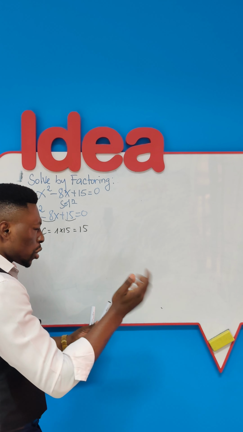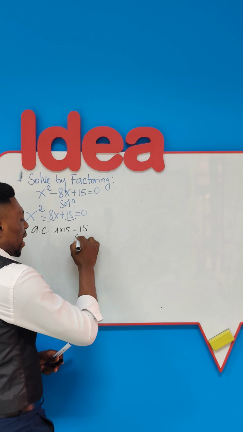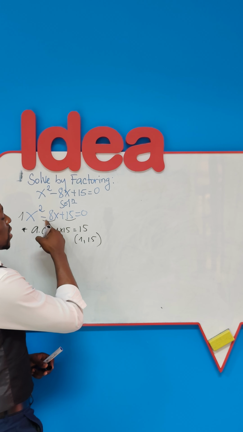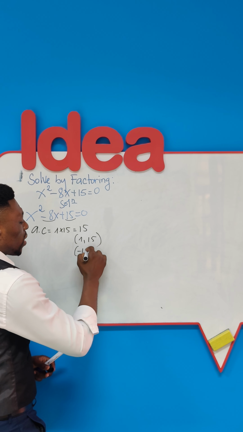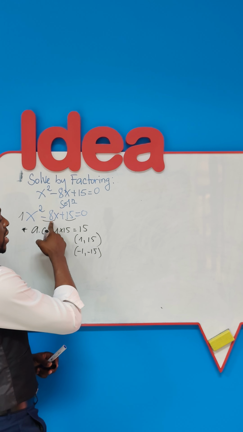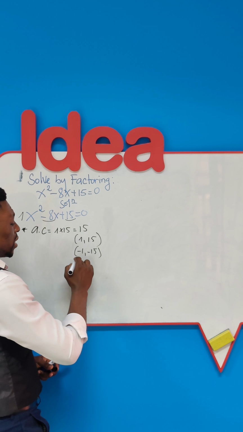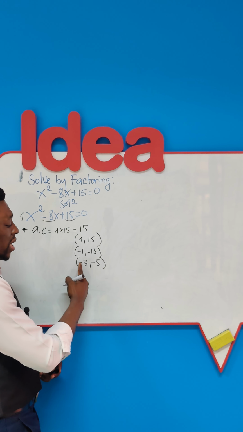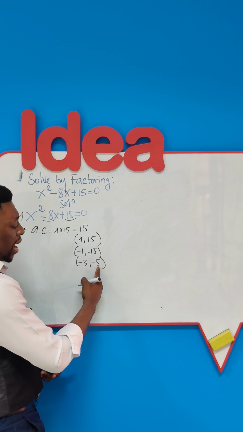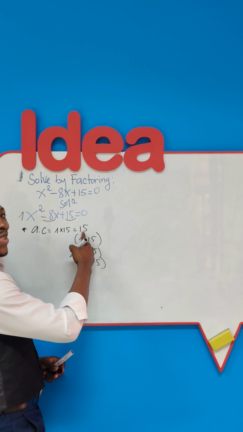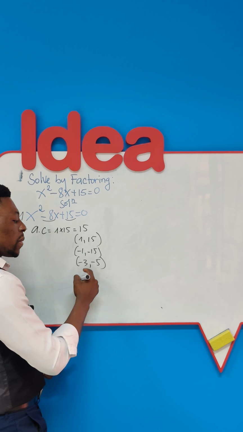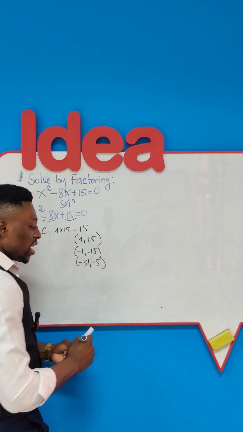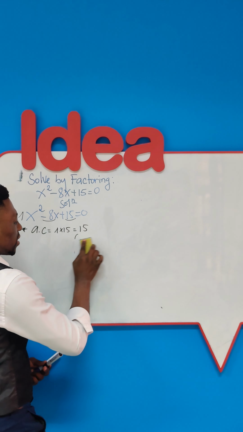We can start searching. You will find 1 and 15, which cannot go, because 1 plus 15 will never give us negative 8. We can even try negative 1 and negative 15, which will still never give us negative 8. The only suitable pair here is negative 3 and negative 5. Why? Because negative 3 times negative 5 gives positive 15, and negative 3 plus negative 5 gives us negative 8. So this is my correct pair.